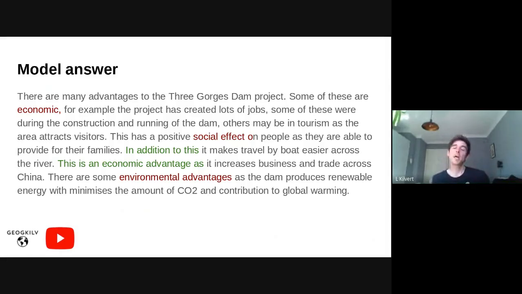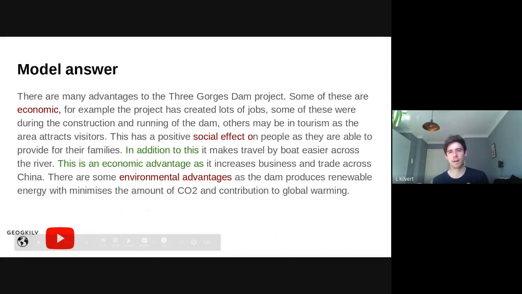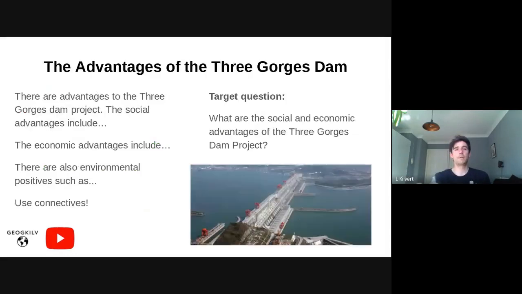Now, what I want to draw your attention to is how I've extended my answer. Now, I've extended my answer through phrases like, in addition to this, okay? And that's my use of connected words in order to be able to develop my responses. I also then lead from one thing onto another. So I talk about the economic advantage and I lead on to how that has a social effect on people. So effectively what I'm doing is using phrases like therefore to be able to develop my response and develop my answer. If you need to, pause this video and have another look through the model answer that's in front of you. If not, I'm going to go back to this.